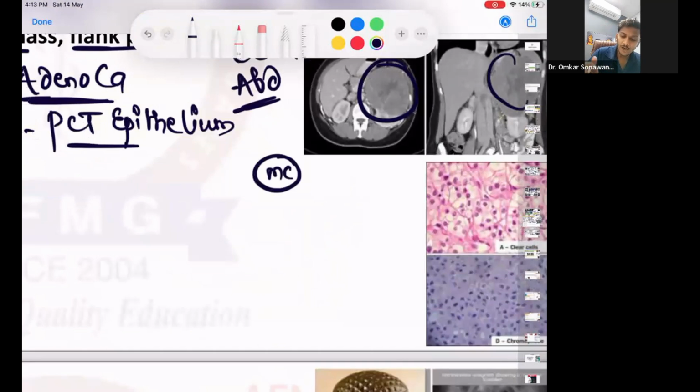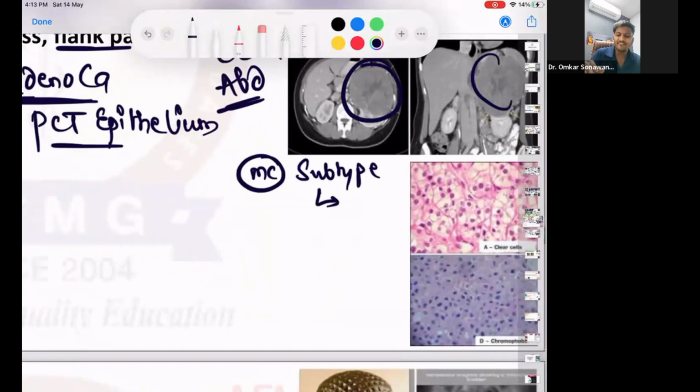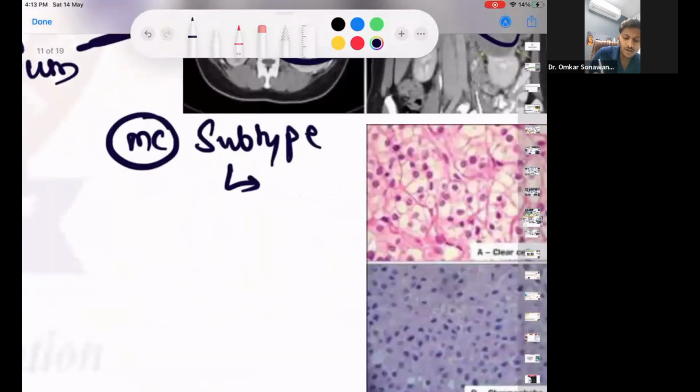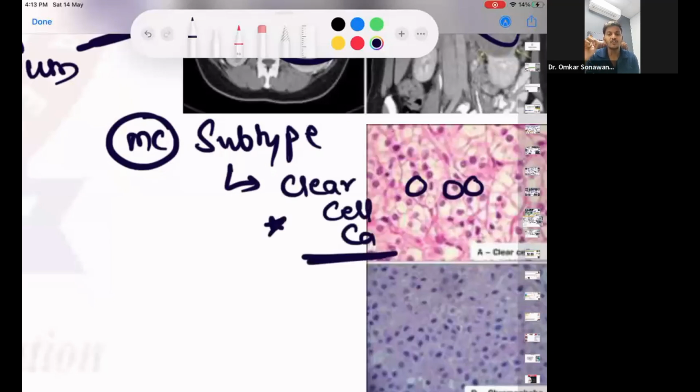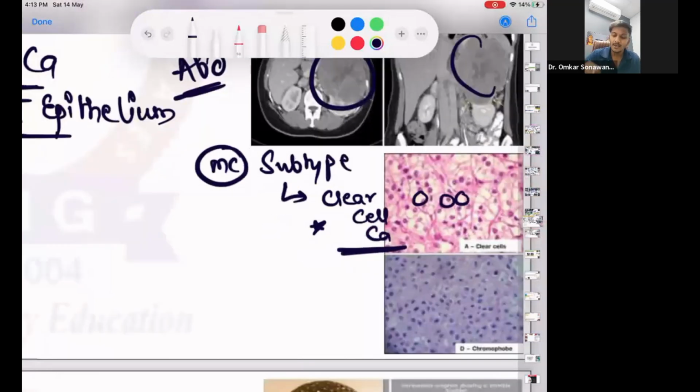Here you can see the biopsy. Okay, and this biopsy is having vacuolated cells. They are having a clear cytoplasm. Therefore, these are the clear cells. And therefore, the most common subtype of renal cell carcinoma is clear cell carcinoma.